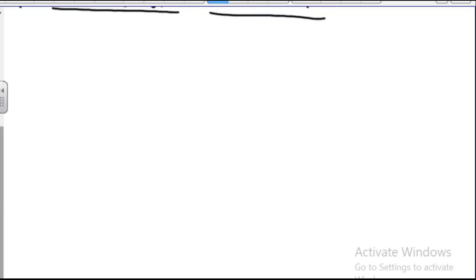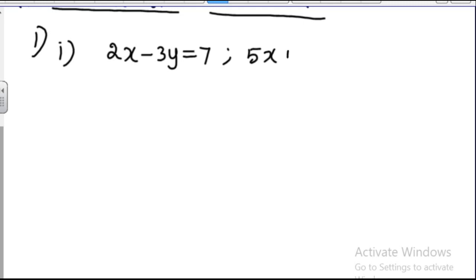Exercise 3.11, question number 1. Solve using the method of substitution. The question is, in the first question, first subdivision: 2x minus 3y is equal to 7 and 5x plus y is equal to 9.